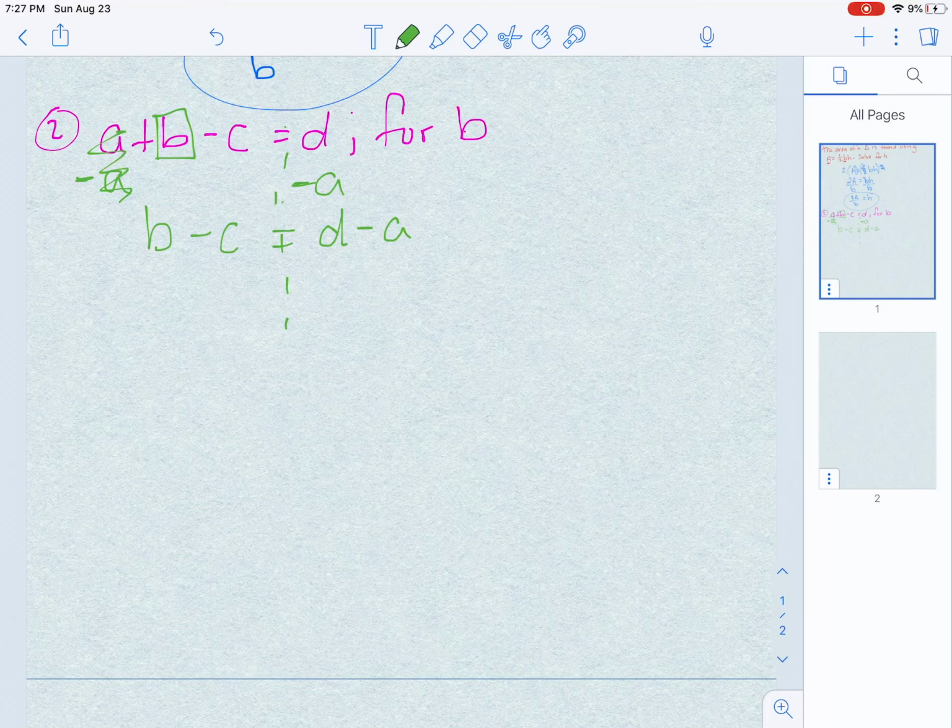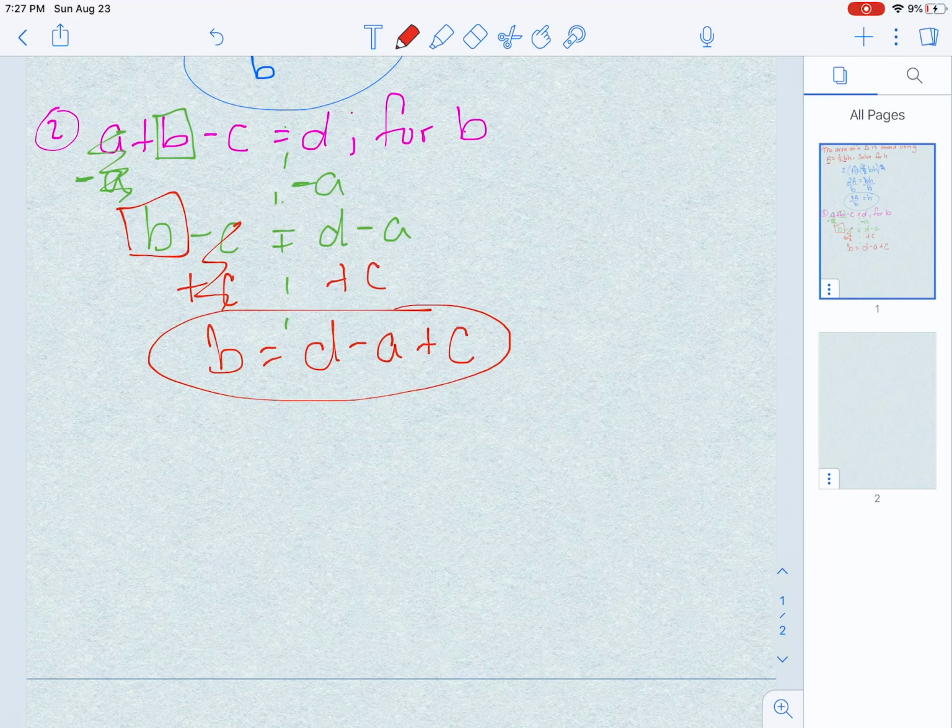All right, so B's still not alone. What else is over there with B? Okay, here's our B. I have a minus C. The opposite of minus would be plus C. Anything we do to one side, we do to the other. Bring that B down. Now on the other side, C doesn't go with anybody. He's not a like term, so we're just going to bring everything down. Okay? You don't have to have that exact order, but you do need to have the correct sign in front of each of those letters. B is all by itself, so we have officially solved for B. Okay, let's do another one.